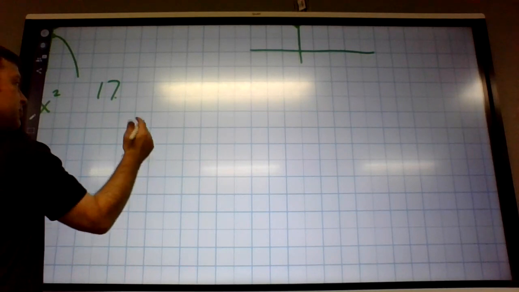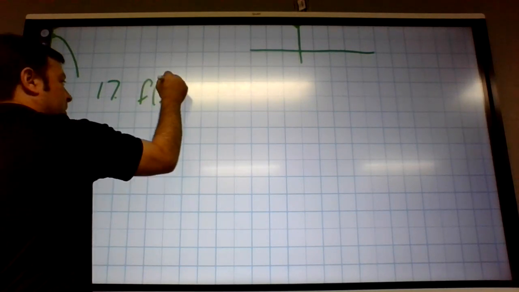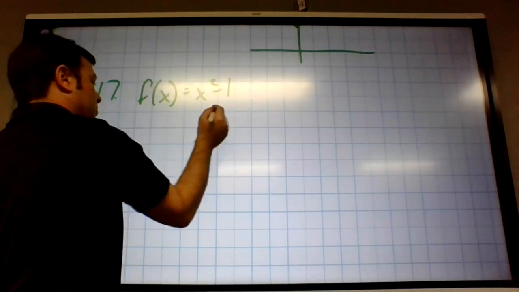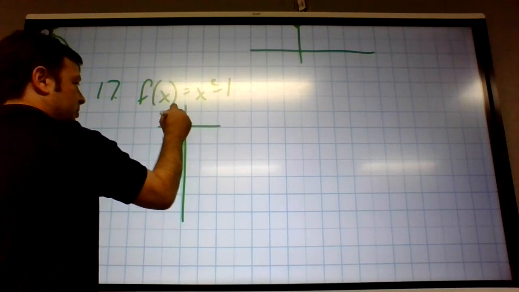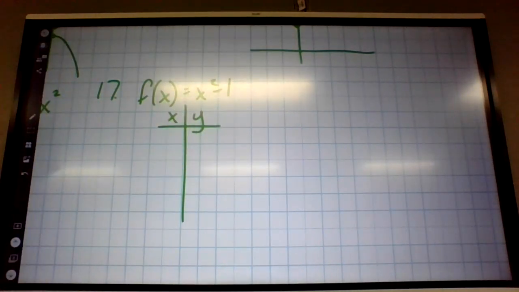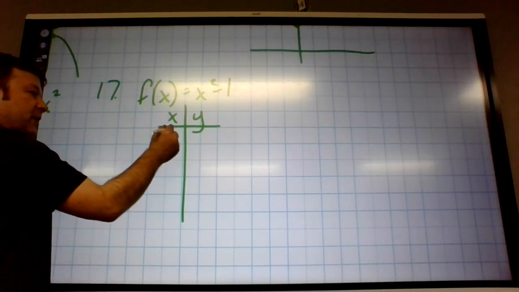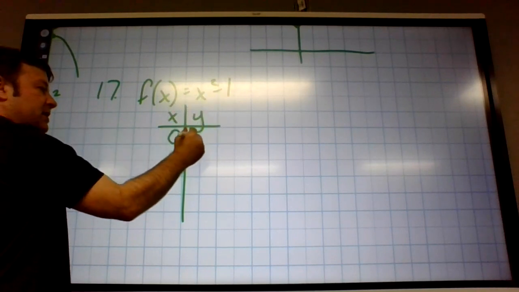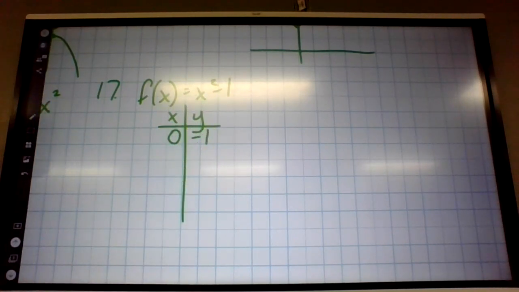X squared minus 1. Okay. What is the minus 1 going to do to the graph? Move it on down. Right, it's going to move down 1. So my vertex, if I plug in 0 for x, I get negative 1. The vertex is down 1.